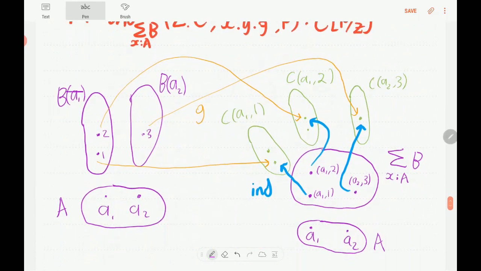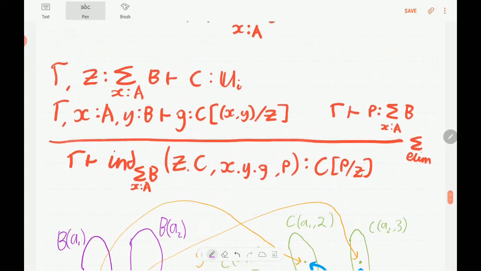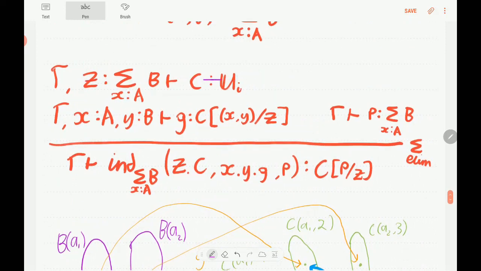So we have this type family B, which depends on values from A. And then using that information, we can form this sigma type, sigma X in A of B. We could call this the total space. And then we're really thinking of a type family indexed by that total space. So for each of these values in this total space, we have a type. For example, for A1, comma 1, we have C of A1, comma 1. Okay, so that's what this first statement is saying.